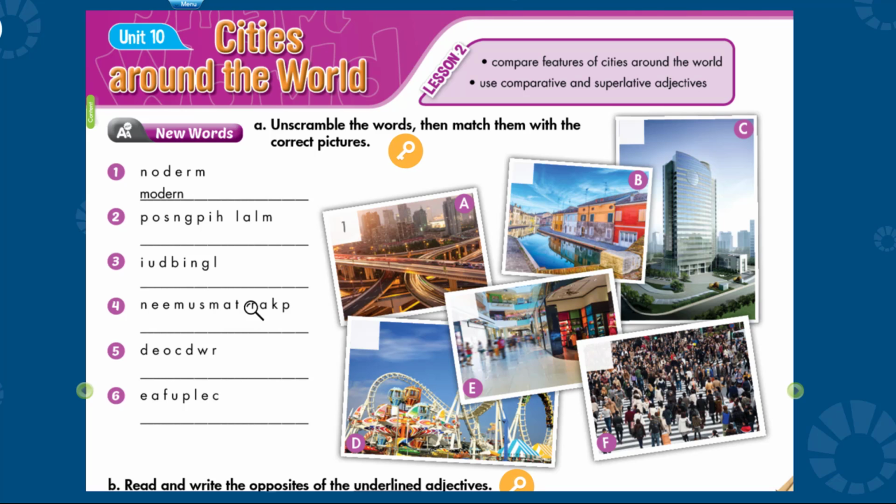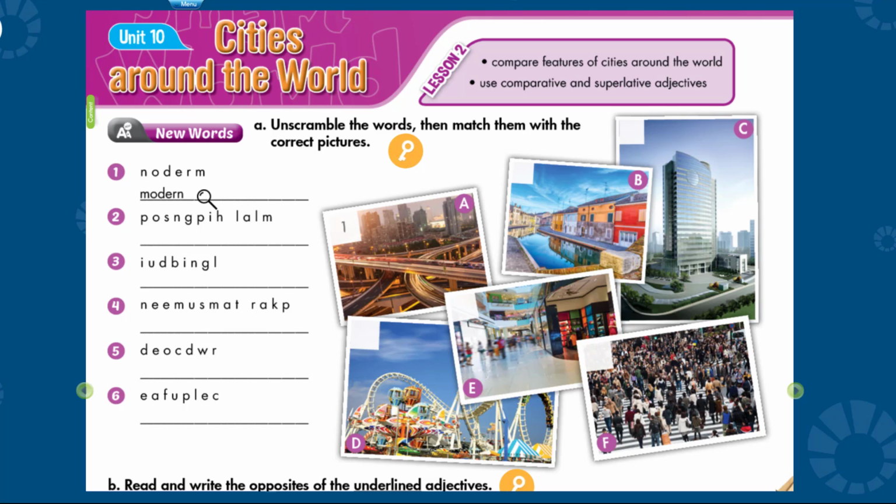Okay. Now, number one, we have the letters N, O, D, E, R, M. So we have the word modern, right? Modern là gì? Hiện đại. Tính từ có nghĩa là hiện đại.